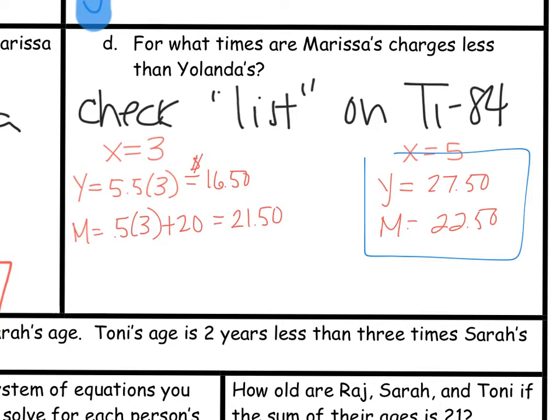So that means that when the time x is greater than 4 hours, Marissa will charge less than Yolanda.